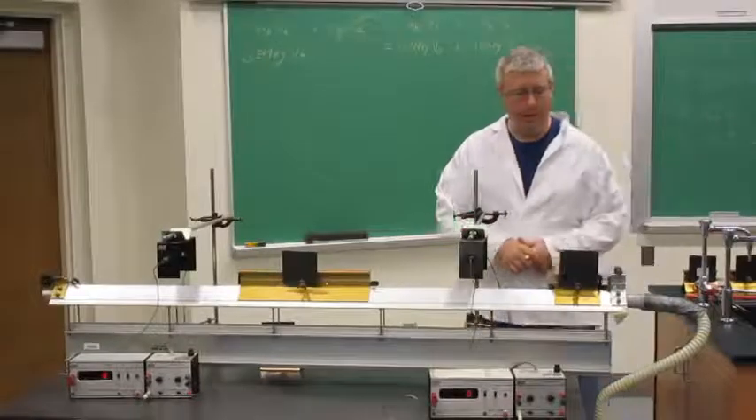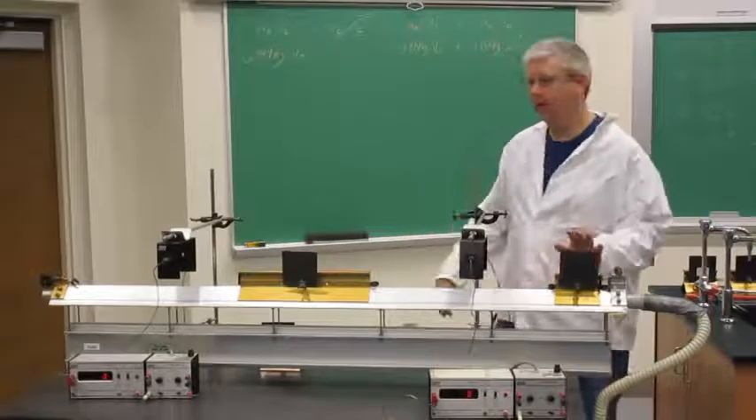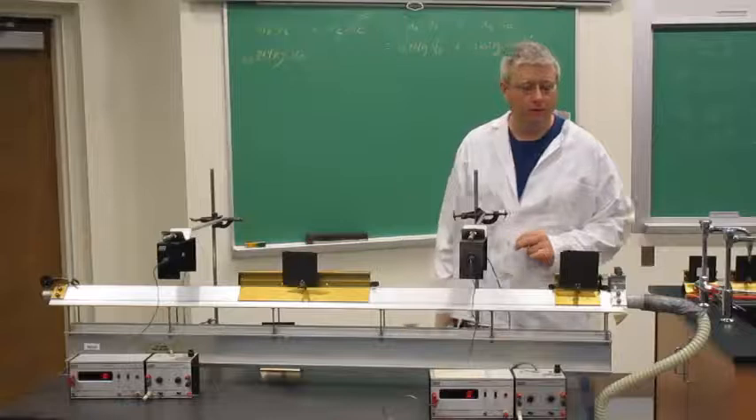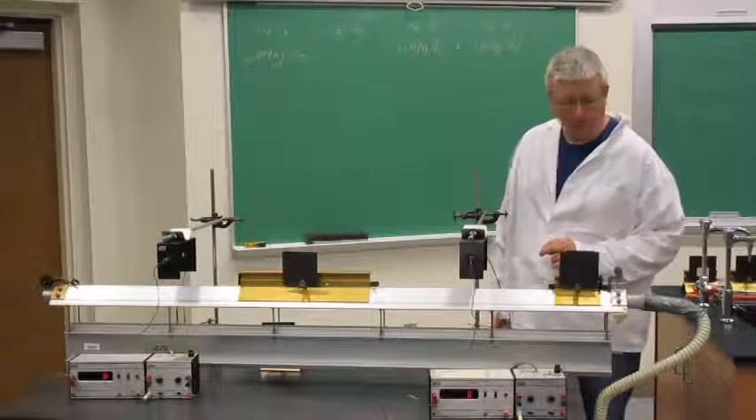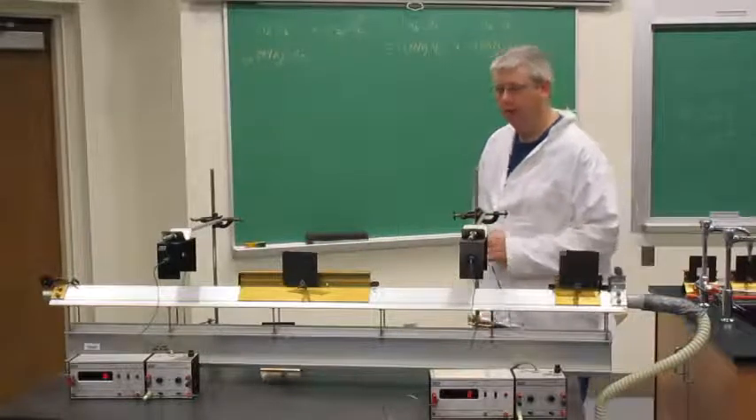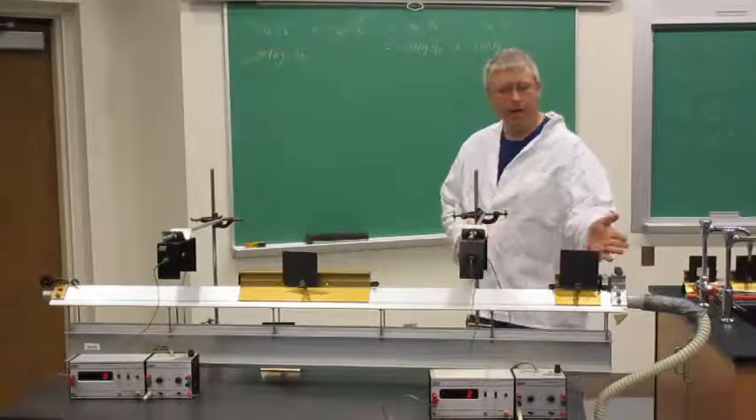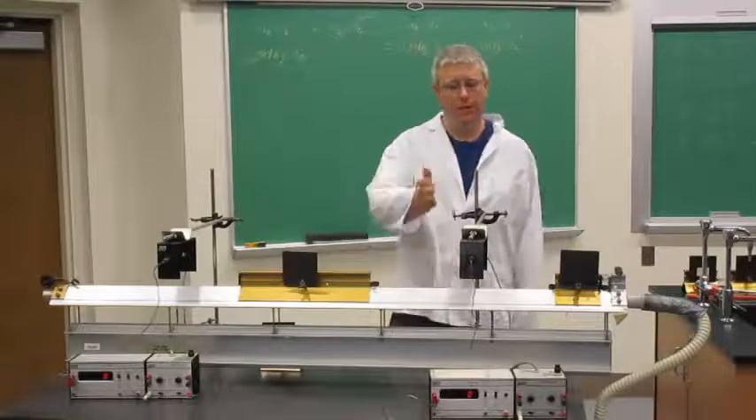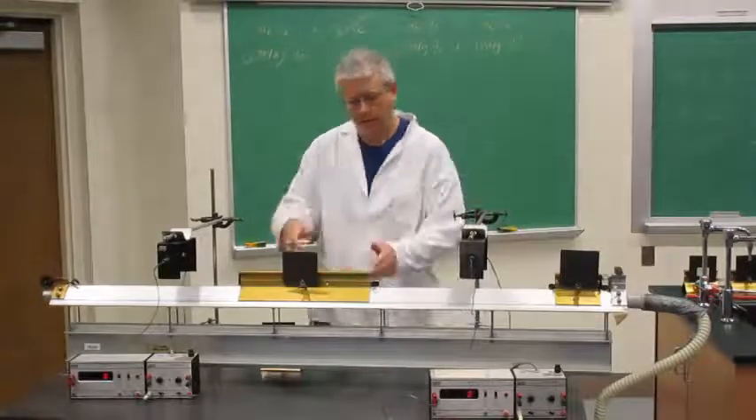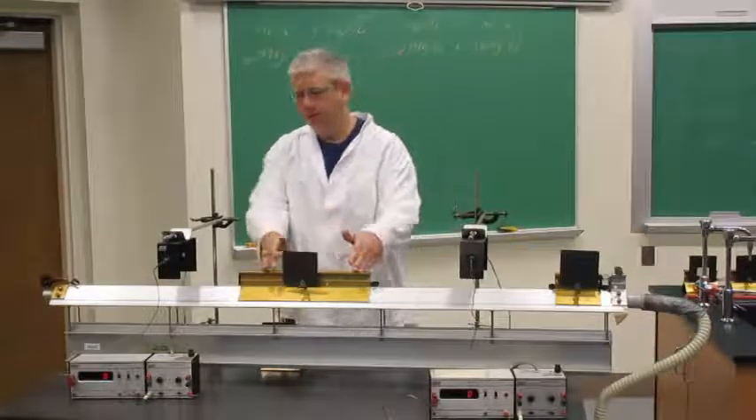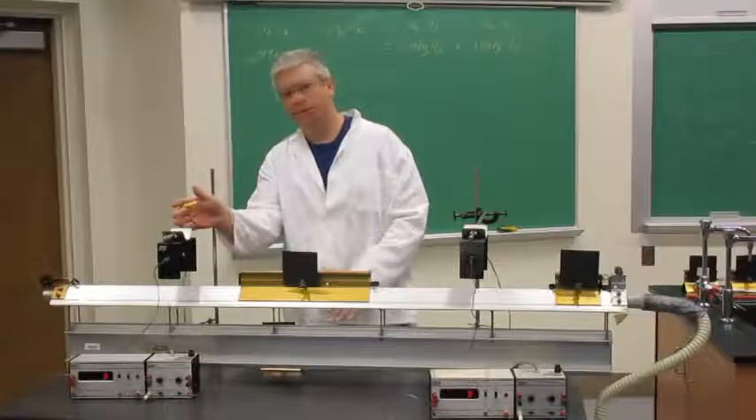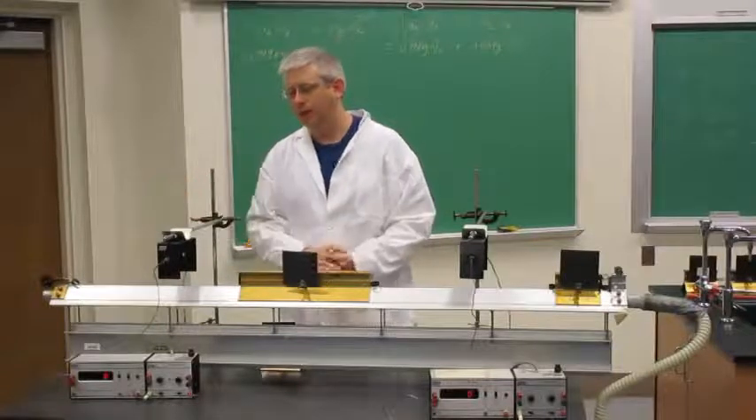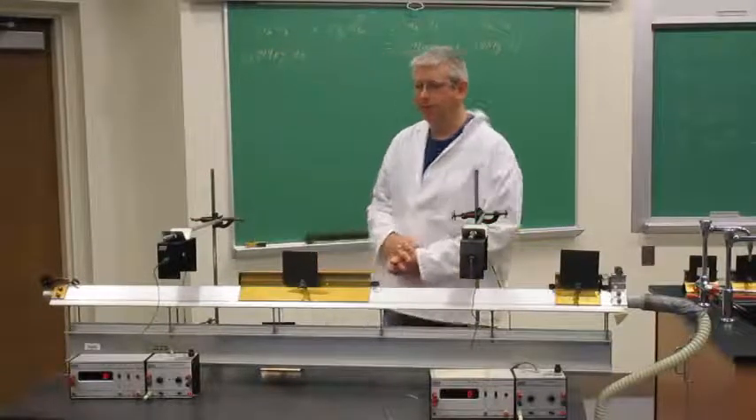We're going to do an elastic collision here with cart A and cart C. So now we have carts of two different masses. So we're going to have cart A moving with initial velocity, being read by this photo gate. Cart C will be at rest, and it will go through this photo gate and give us its final velocity.